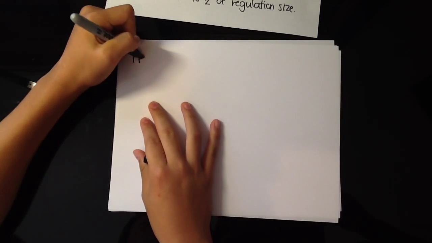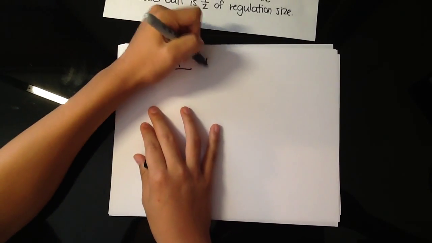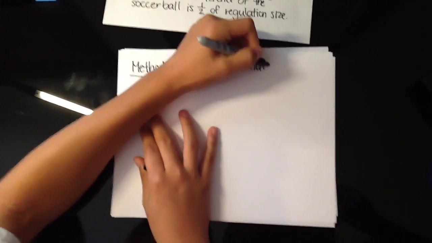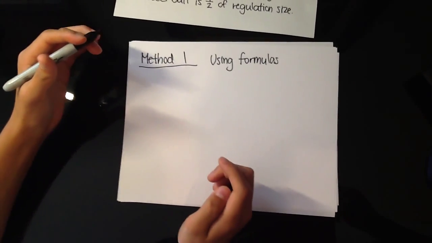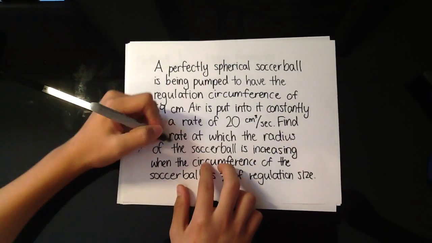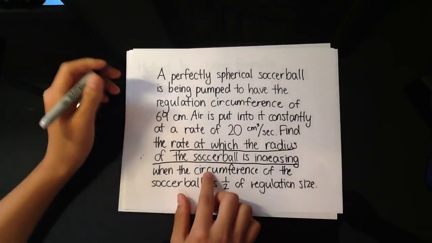So, I have 3 methods to solve this. This is method 1, and it's using formulas. Alright, so we need to figure out what we're trying to find. We're trying to find the rate at which the radius of the soccer ball is increasing.